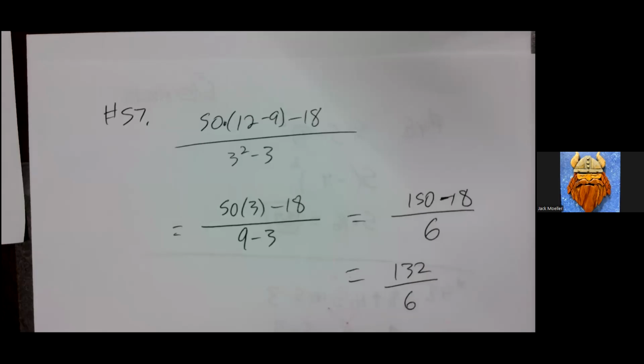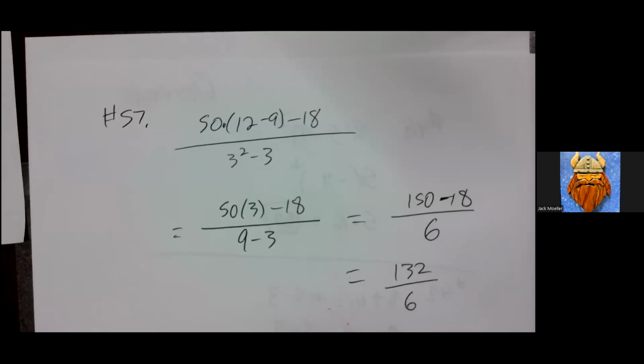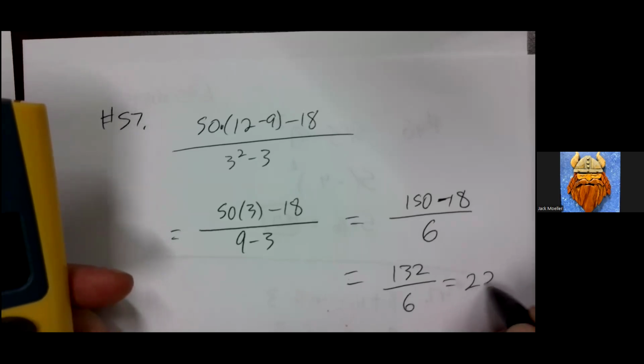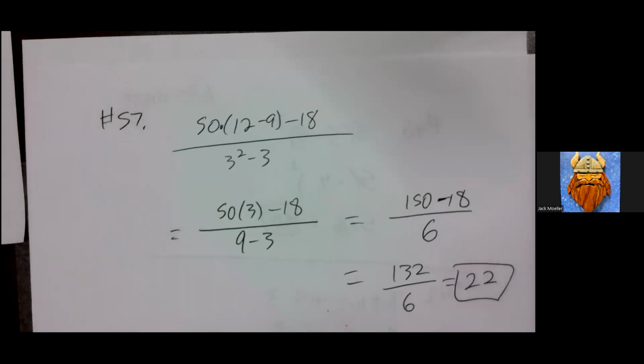All right, so now we have simplified the top and bottom as much as we can. Now you could try to simplify that as a fraction. In this case, since the denominator is that much smaller, go ahead right quick and just do 132 divided by 6, to see if it's a whole number so that we don't have to deal with fractions. In this case, it is. So we're done.